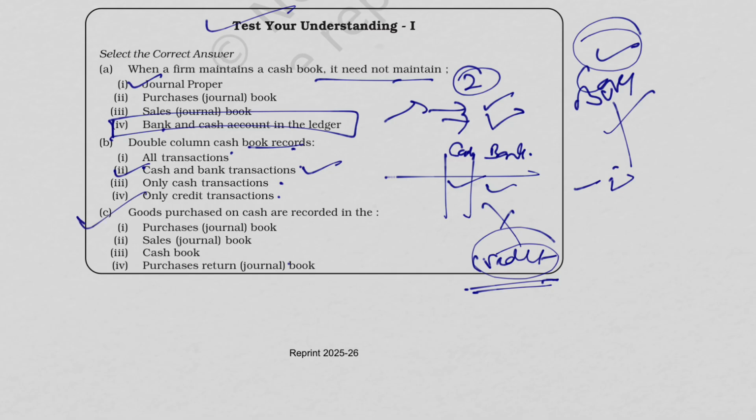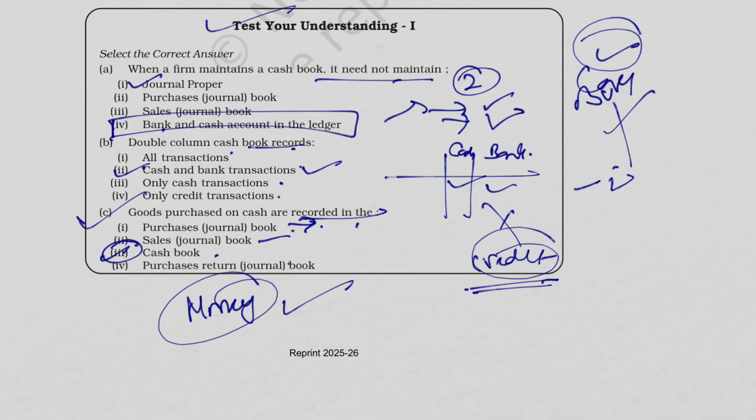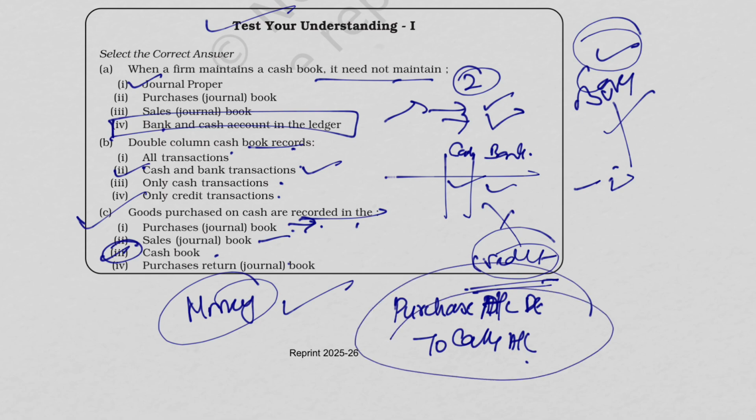Next question we have goods purchased on cash are recorded in purchase journal book, sales book, cash book, or purchase return book. The answer is cash book. Why? Because purchase book, we know, records only the credit purchases of the goods. Cash purchases are recorded in the cash book because money is paid immediately. So if goods are purchased for cash, the entry would be purchase account debit to cash account. So this entry is recorded through cash book.